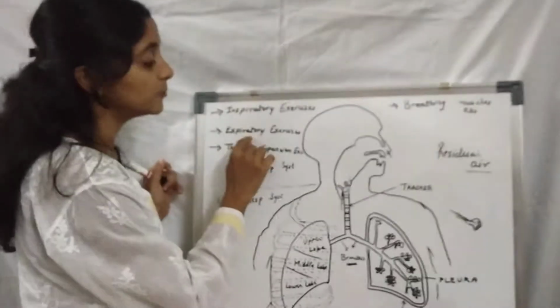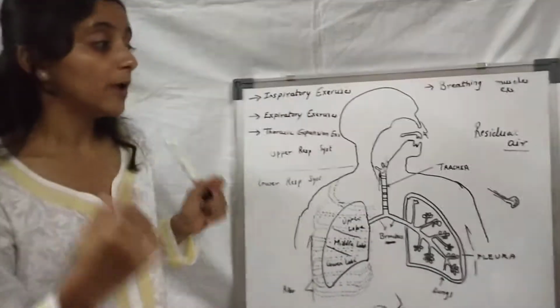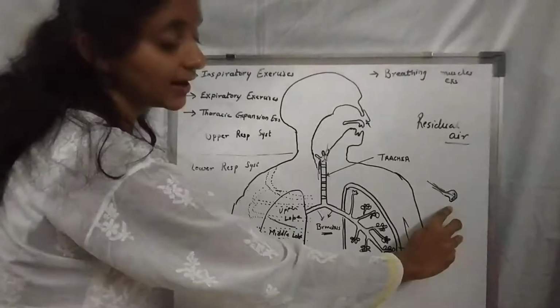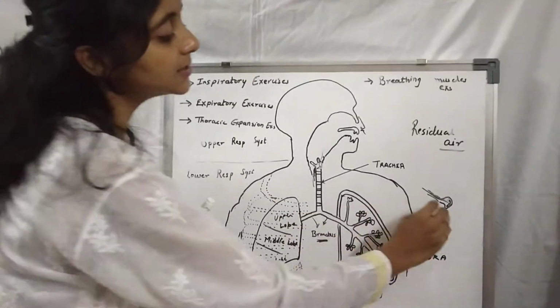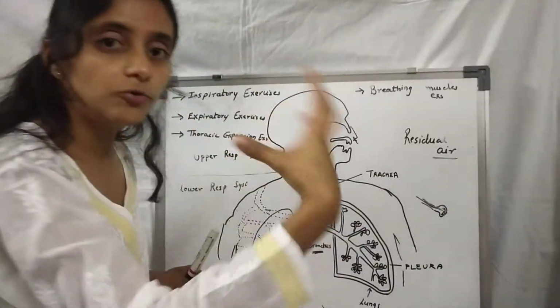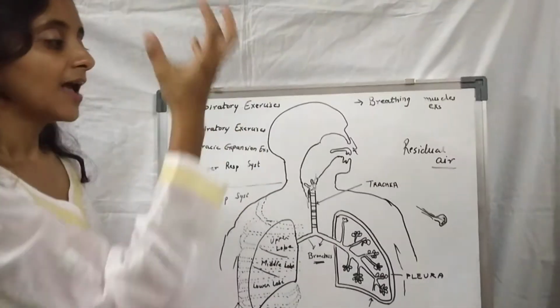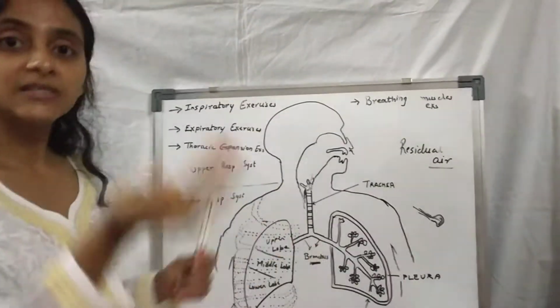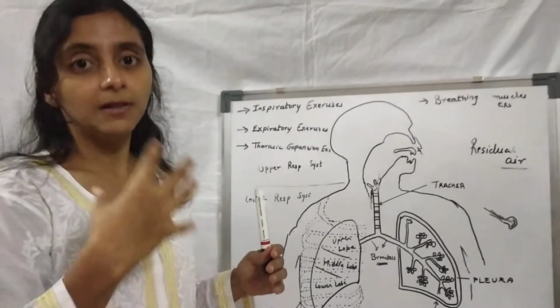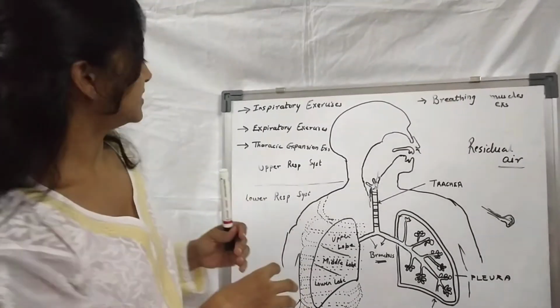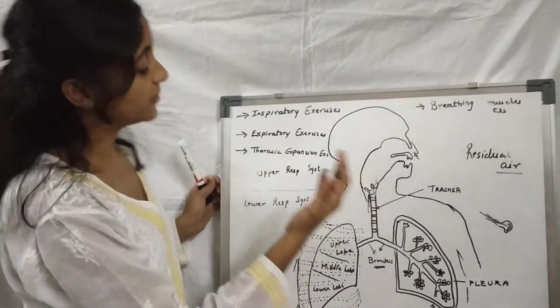Then we will be dealing with expiratory exercises, where, as I mentioned about the residual air that is trapped in normals, we will be teaching you how to breathe out completely so that this trapped air can move outside, and there will be space for fresh air to move inside. Okay, so those are the expiratory exercises.